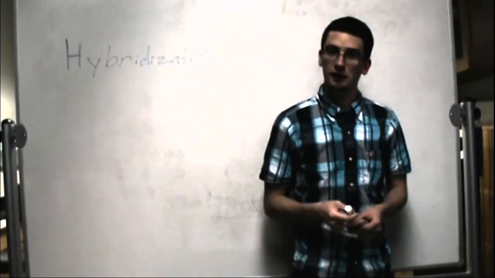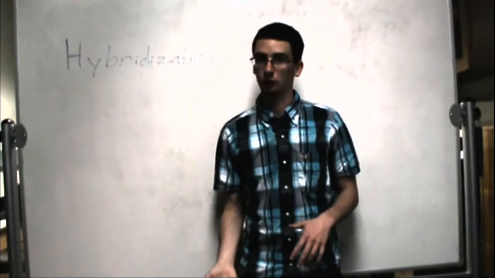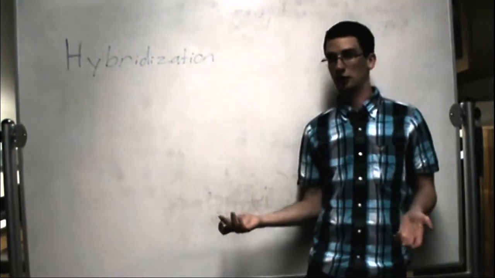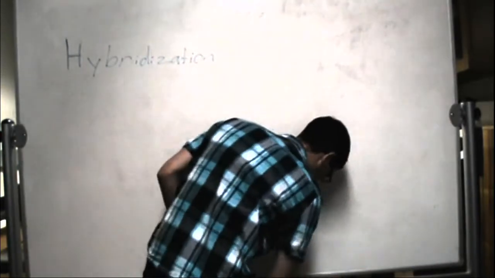Now, what is hybridization? Well, what happens is atomic orbitals overlap to create these new hybrid orbitals, and you can figure these out from the electron domain geometry. So, what we need to do first is talk about how these atomic orbitals overlap.